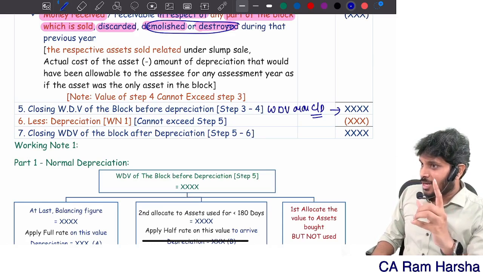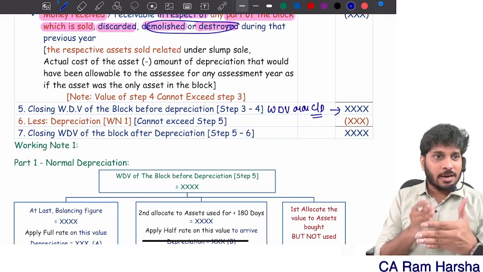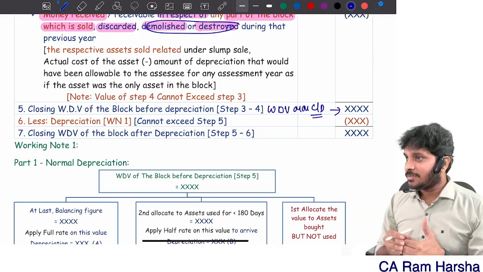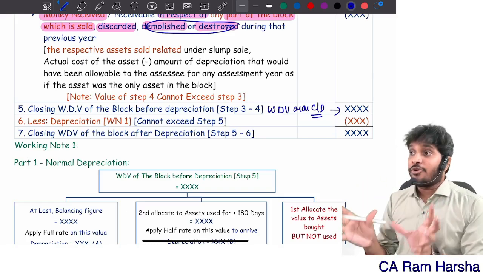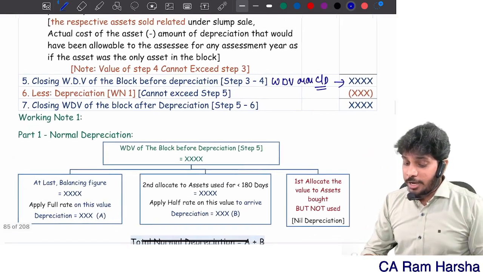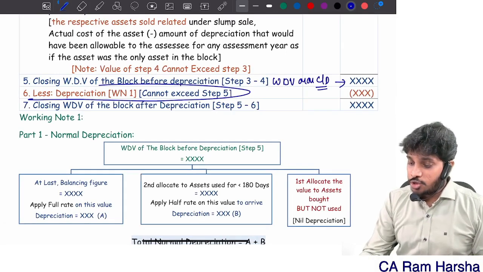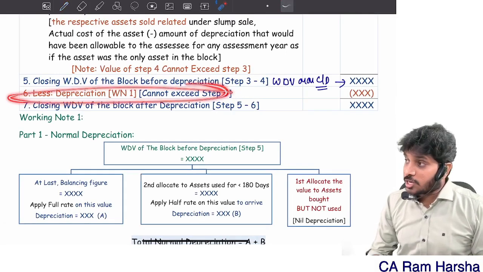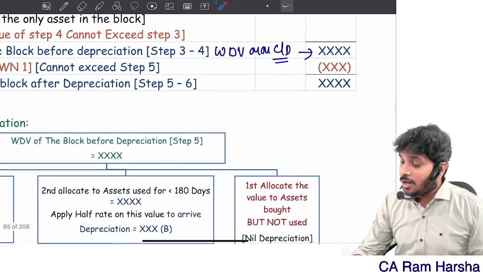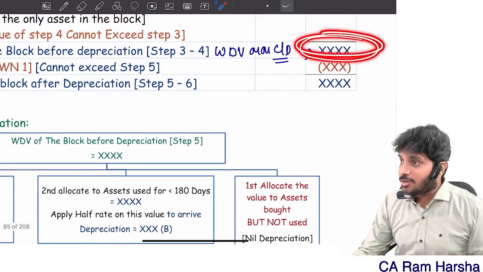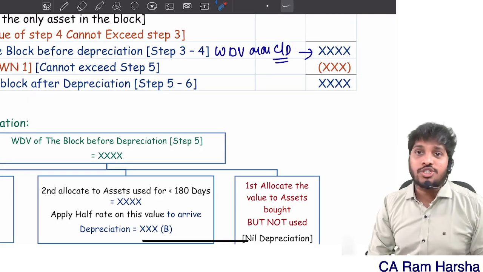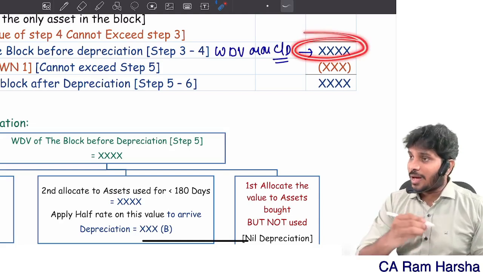Agreed? Closing written down value means what? WDV as on 31st March. That value is before depreciation. Now you should compute depreciation. On what value should you compute depreciation? On this value you should compute depreciation.